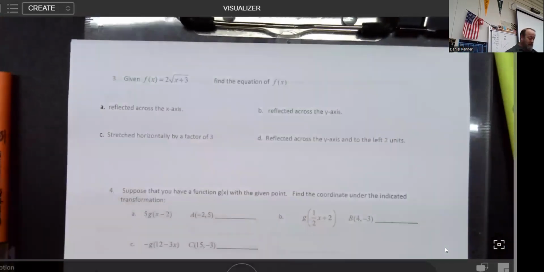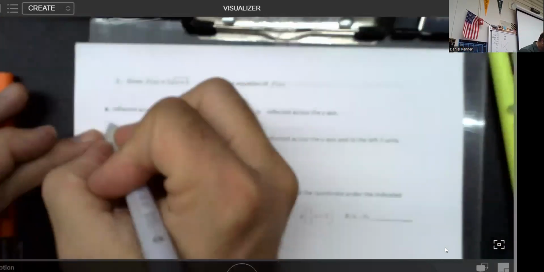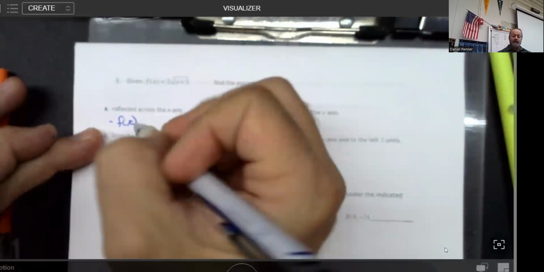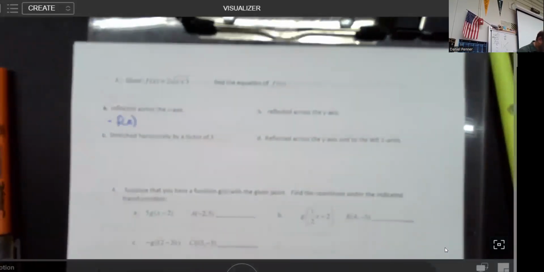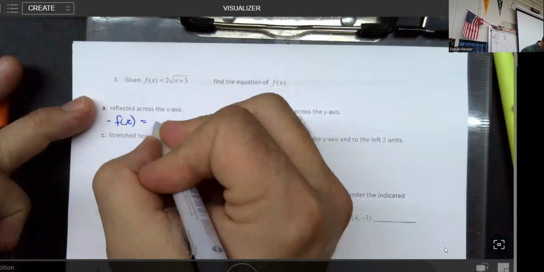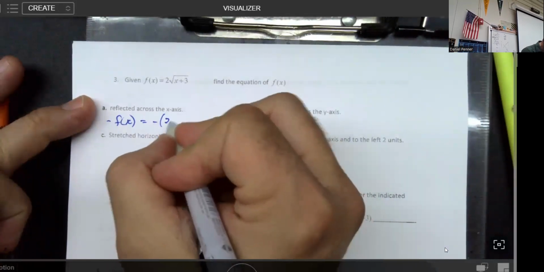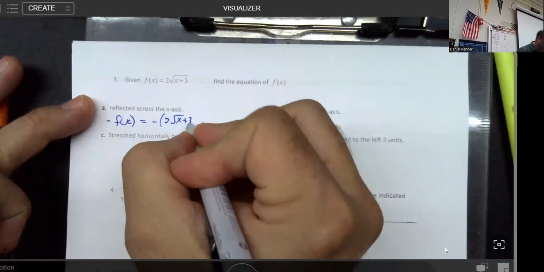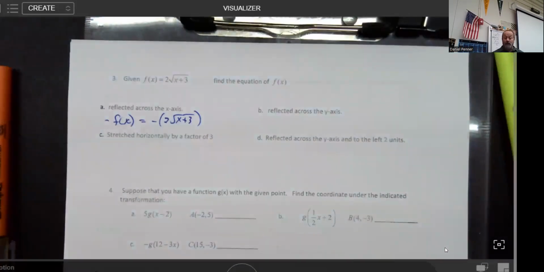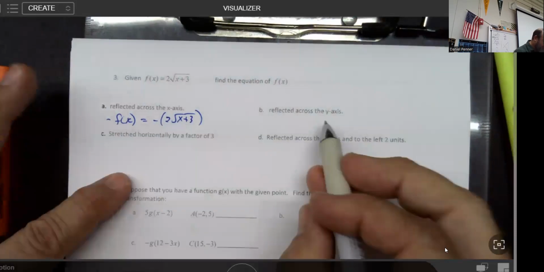Well, if I want to reflect it across the x-axis, I put a negative out in front, the opposite of that f of x. Well, remember, f of x is this entire thing right here. So in other words, that's actually it. I'm actually already done. But if I want to reflect it across the y-axis, that's a little bit different.